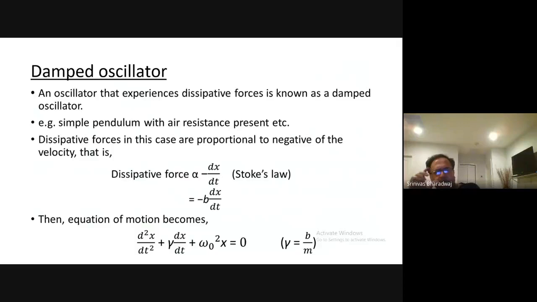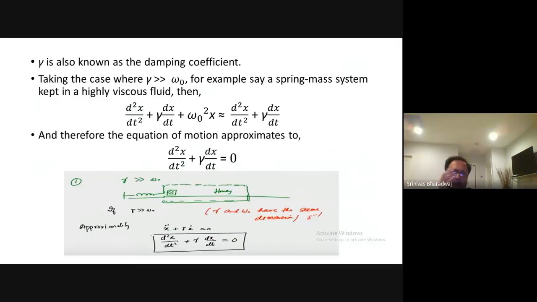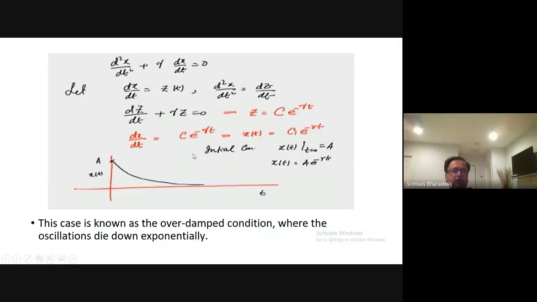So there is another force. In addition to d square x by dt square and negative omega square x, you also have this b over m times dx by dt. Now this is also a linear differential equation of the second order, and there are standard methods to solve these. That gamma is known as the damping coefficient. So what happens in this case? You first solve one part, then you introduce the other term, and then you solve the whole equation.